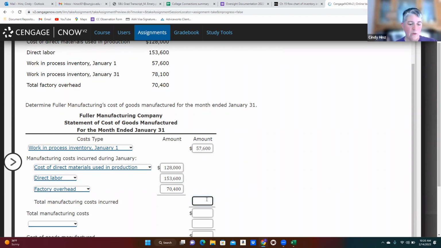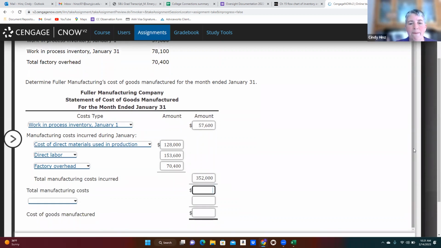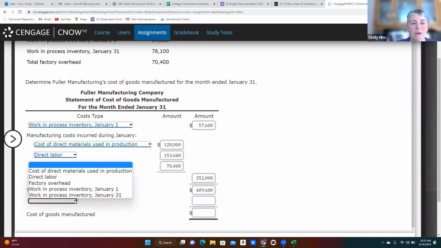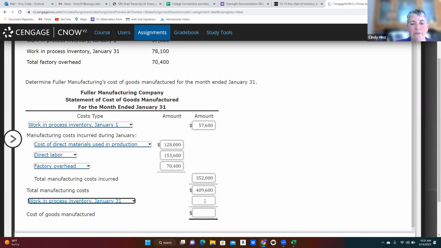So now our total manufacturing costs incurred, these are going to be the costs that were added to the account during the period. So we're just adding those 3 pieces together. And I got $352,000 with my numbers. And we add that then to what we had in the account at the beginning of the month, and we see the total manufacturing costs that were in that work in process account at some point during the month, $409,600.